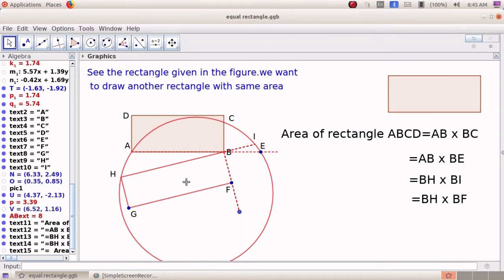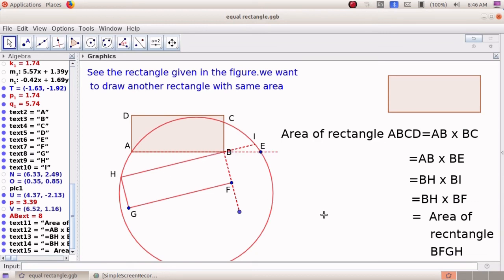BH into BF is the product of length and breadth of the rectangle BFGH. Therefore this one represents the area of the rectangle BFGH. Now we have got like this: area of rectangle ABCD is equal to area of rectangle BFGH. Now we have drawn a rectangle with the area equal to a given rectangle.